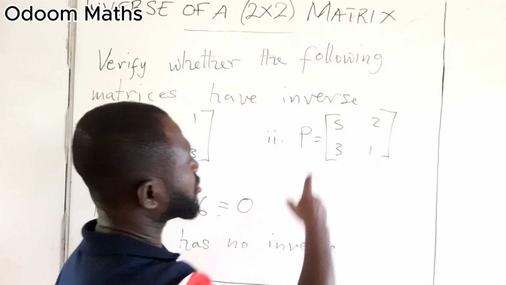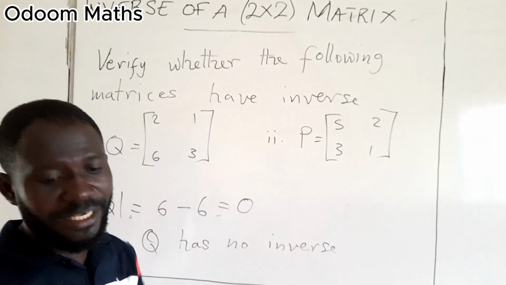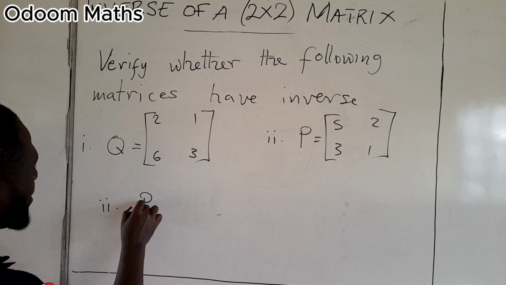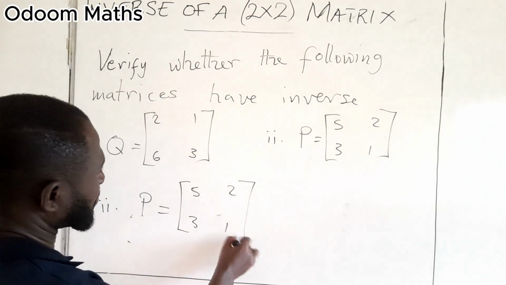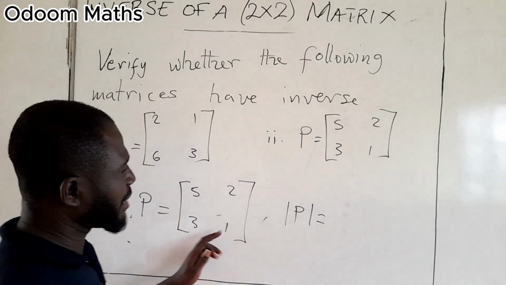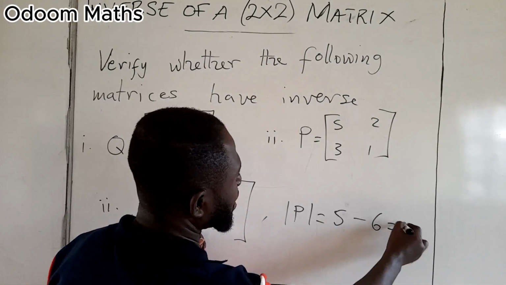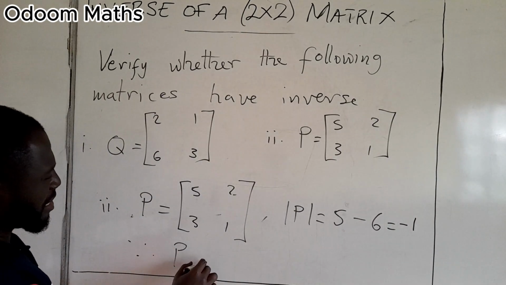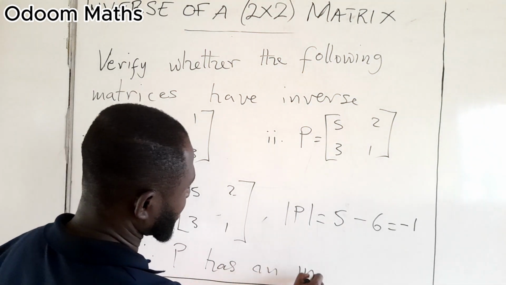Okay, so let's try this one to see whether this has an inverse or has no inverse. The second one, P is equal to 5, 2, and then 3, 1. Now let's find the determinant of P. So 5 times 1 is 5, minus 2 times 3 is 6. So this is negative 1. So it means P has an inverse.